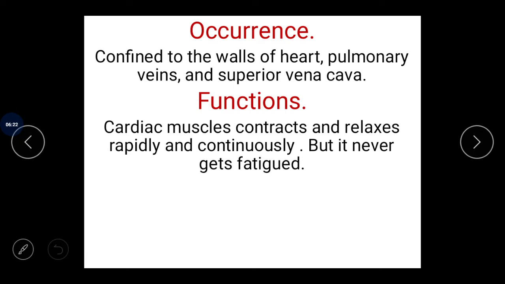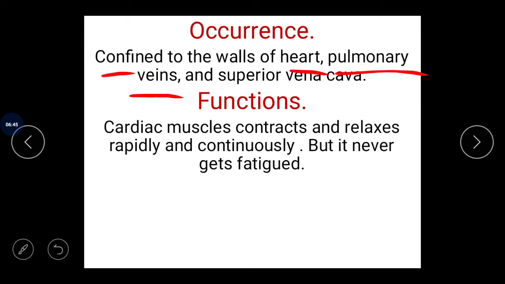Now, occurrence: they are confined to the walls of the heart. You know that our heart is made up of the cardiac muscles. Cardiac muscles are also found in the pulmonary veins. And let me mention here what we mean by a pulmonary vein. There's a difference between a pulmonary vein and a pulmonary artery.